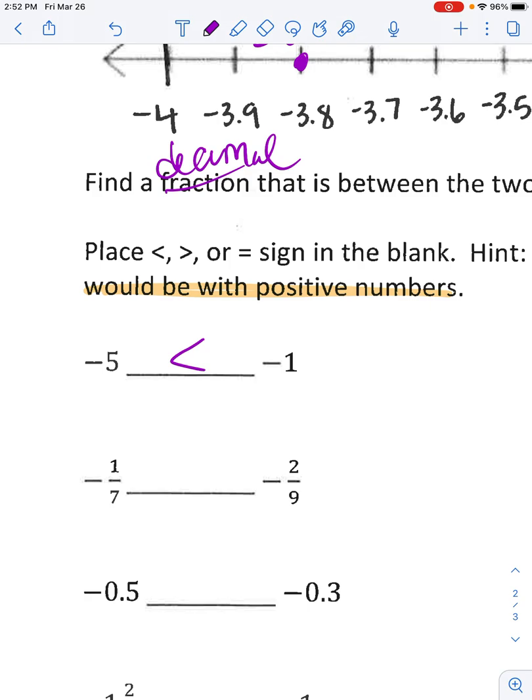Okay? I've got a trick for you. When you're comparing fractions, trick, do cross products. 9 times a negative 1 is negative 9. 7 times a negative 2 is negative 14. Now, those are easy to visualize on the number line. Negative 14 is further to the left, so it would be less. So do cross products, okay? And if they're both negatives, your integers are going to be negatives, okay?